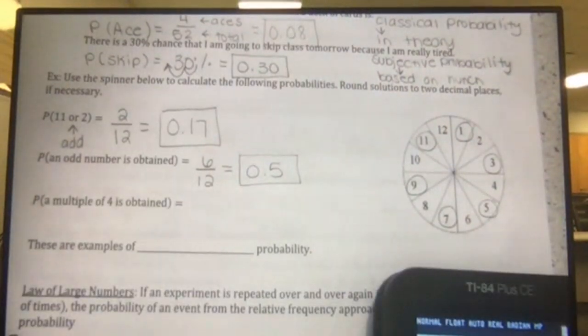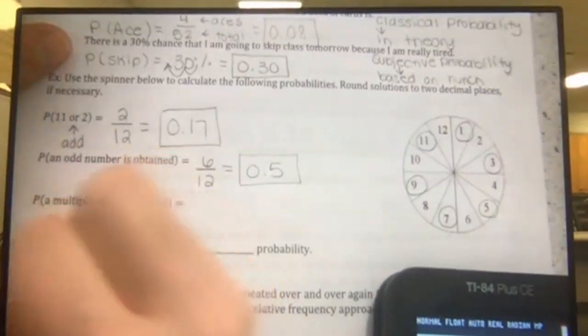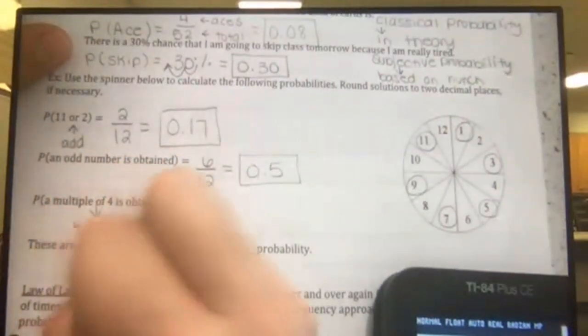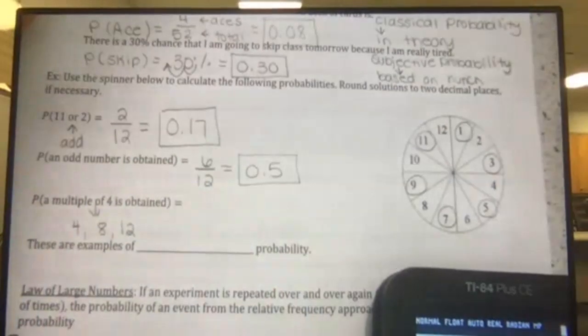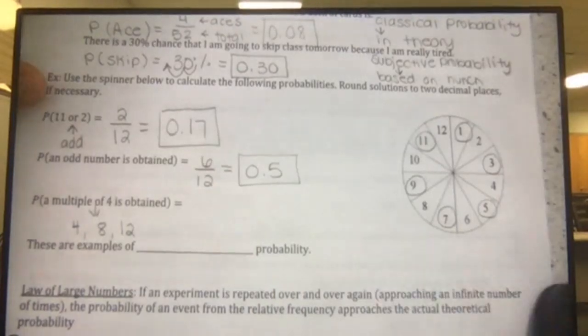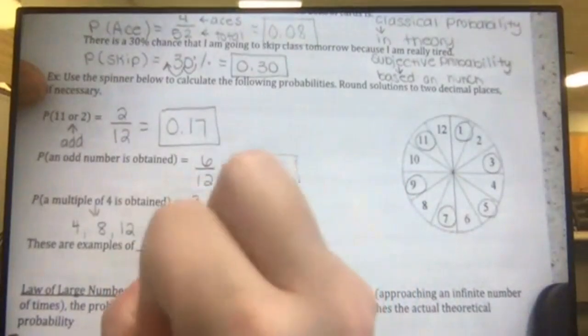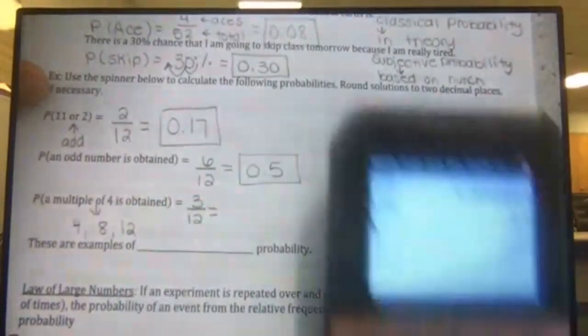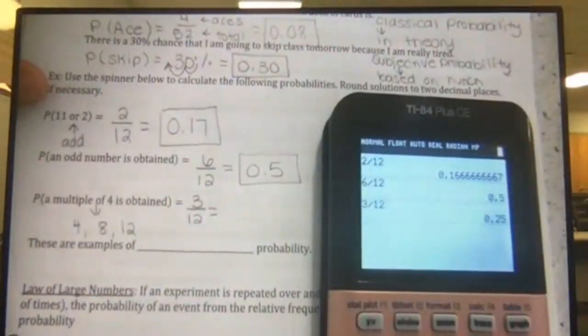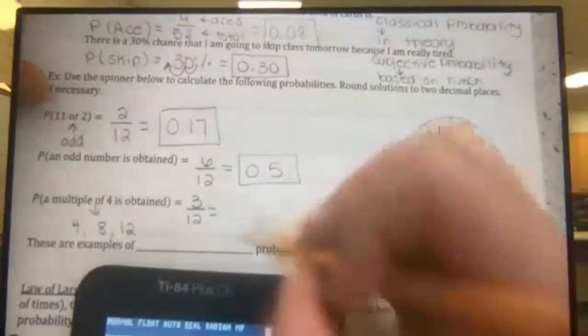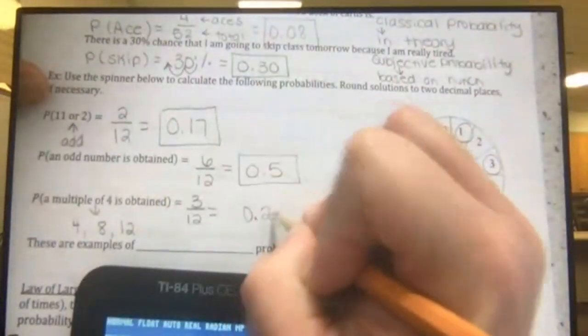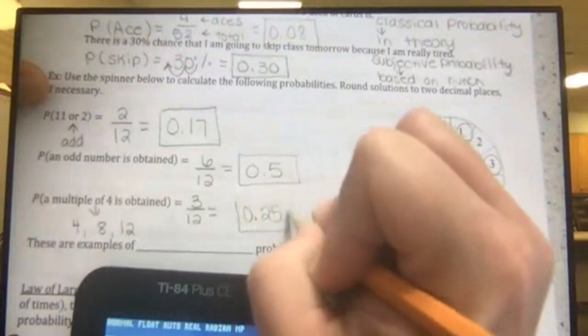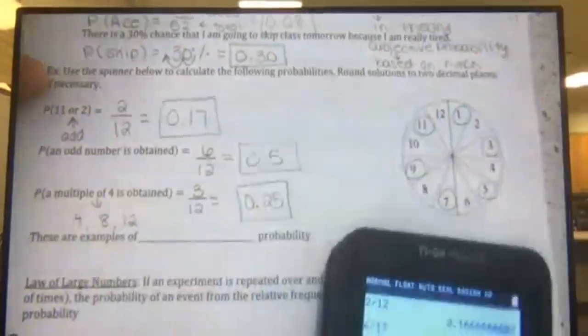Last but not least, a multiple of 4. So multiples of 4 would give me 4, 8, 12. Those are all multiples of 4. 4 times 1 is 4. 4 times 2 is 8. 4 multiplied by 3 is 12. So that's how I get my multiples. So there's 3 multiples out of 12 total. 12 options total. And that gives me 0.25.